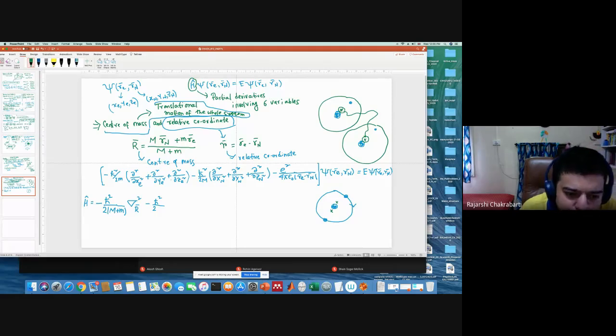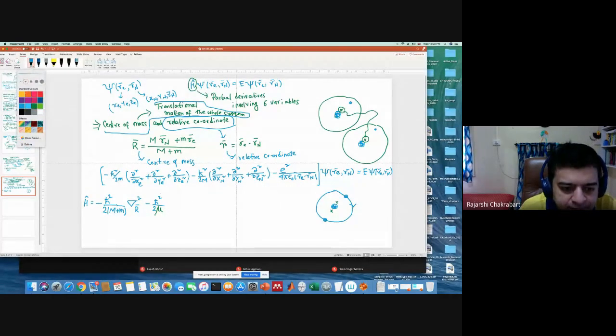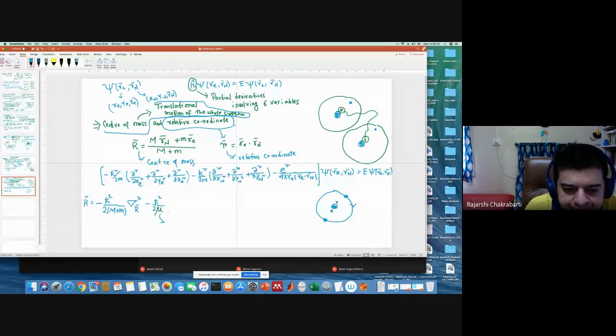So you will eventually see that some effective mass will come here. This is called mu. And there's a name to this. How many of you know the name of this effective mass? Can you write down what this mu is called? This is called reduced mass.